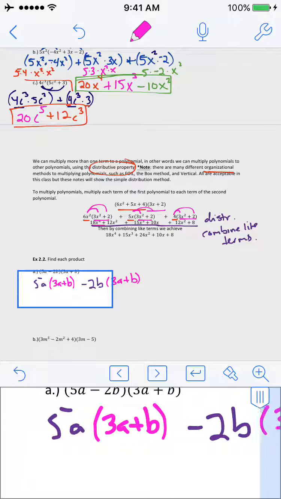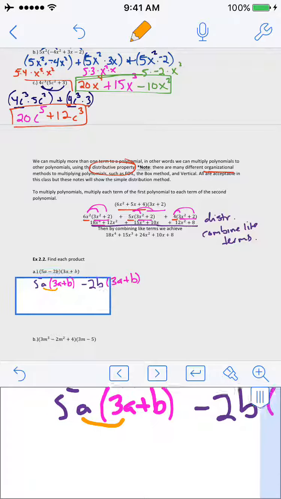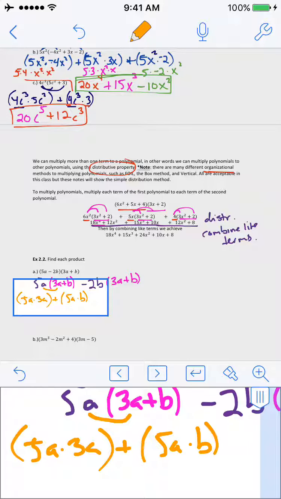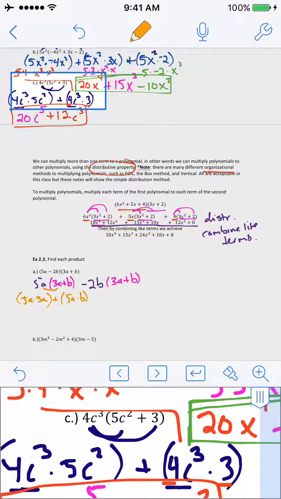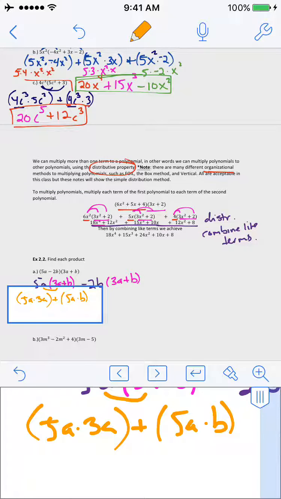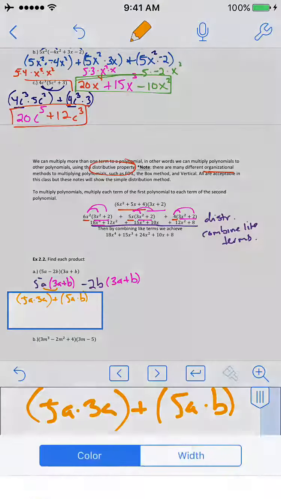Sweet. Now I'll just break those apart. So 5a times 3a, you get 5a times 3a plus 5a times b. Okay, cool. That's like the same thing we just did in the last section, right? Broke that apart, right? So let's simplify that down a little bit.